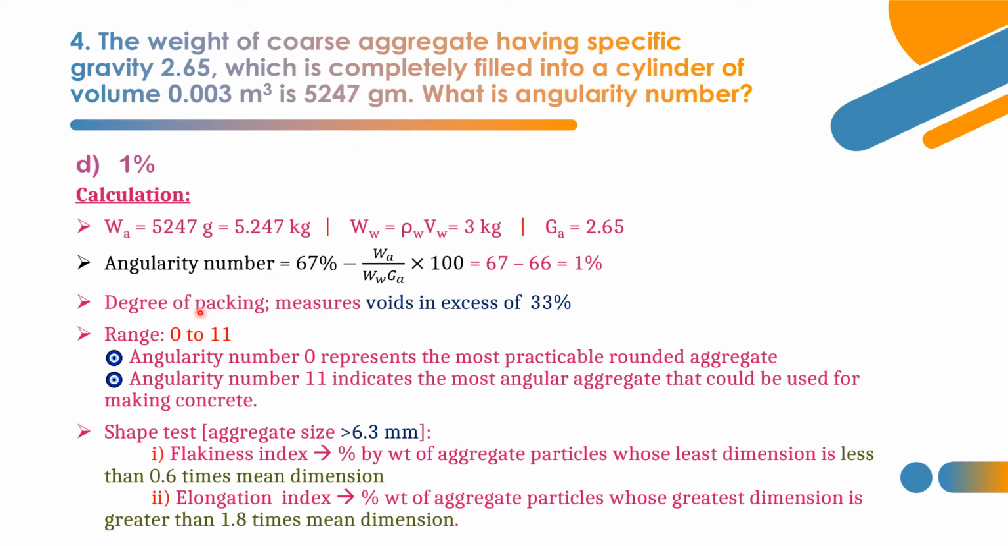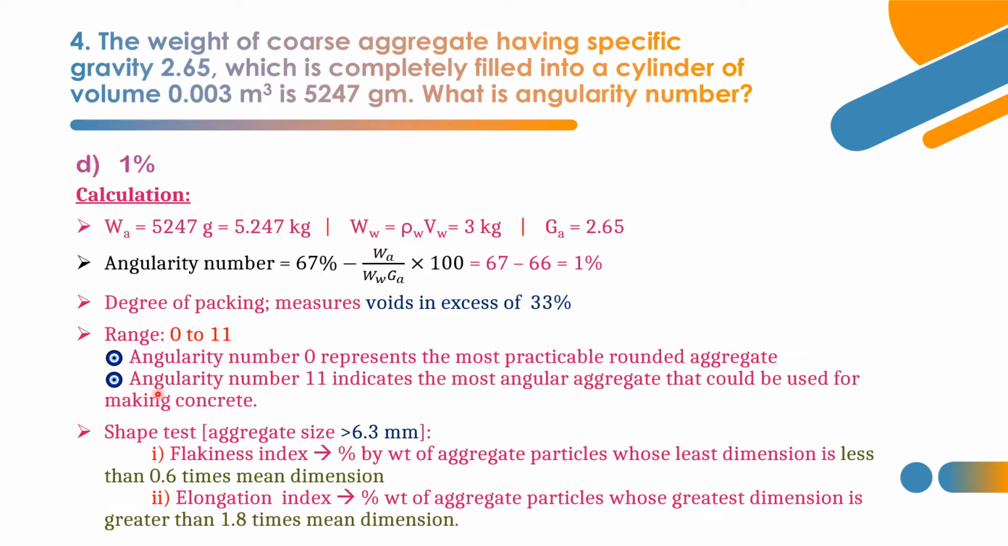And this angularity number measures the degree of packing, and it measures voids in excess of 33%. So in this formula you can see 67 minus this, so that means voids in excess of 33%. And the range of angularity number will be lying between 0 and 11. If the angularity number is 0, that represents the most practicable rounded aggregate. That means it contains voids of 33%.